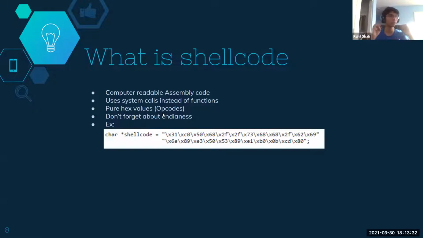There's also this concept called endianness. So in most x86 computers, like the ones that you and I probably use, they'll actually be what we call little endian. So it's the least significant byte first. I'll explain this a little bit more in this example. But all this example is essentially a string, and all it has is a bunch of byte values. So 0x31, 0xC0, 0x50. And when you put it all together and compile it, it actually runs assembly code.